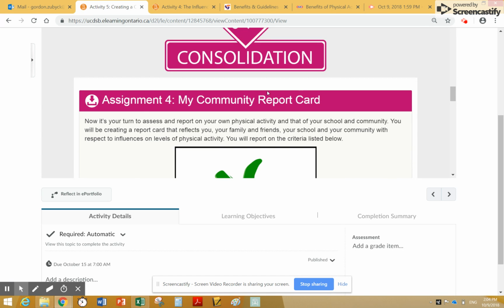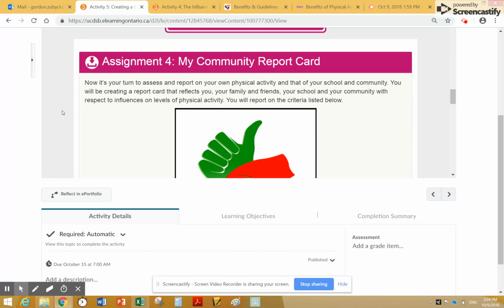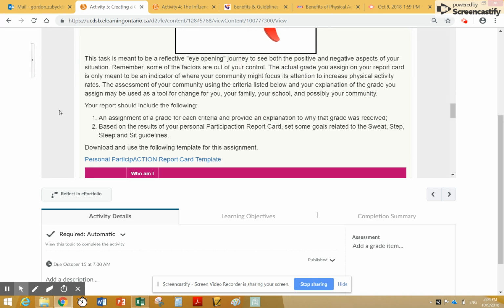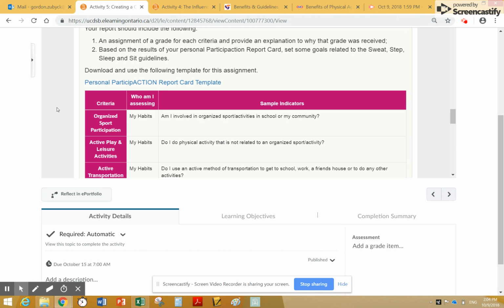And then the consolidation piece here. Again, this is one of those culminating activities, so part of your 30%. This is your own community report card. Part of this will be you taking a look at how you're doing and how your community is doing, based on some of the same categories that were found in the participation report card.